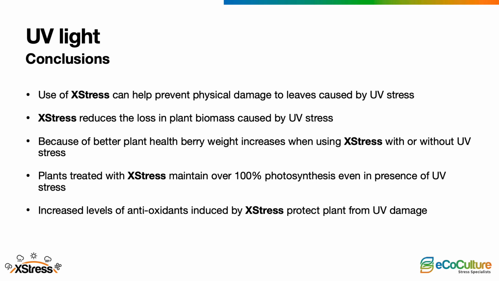Conclusions. Use of XStress can help prevent physical damage to leaves caused by UV stress. XStress reduces the loss in plant biomass caused by UV stress. Because of better plant health, berry weight increases when using XStress with or without UV stress. Plants treated with XStress maintain over 100% photosynthesis, even in presence of UV stress. Increased levels of antioxidants induced by XStress protect plant from UV damage.